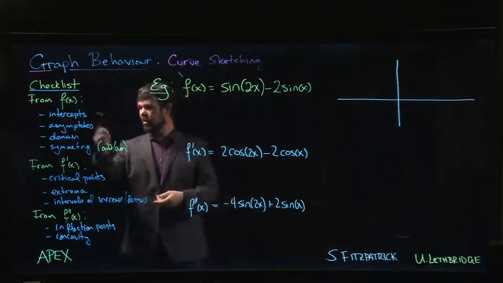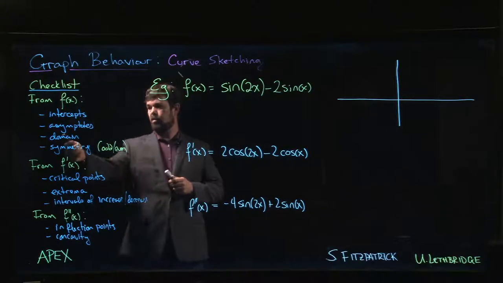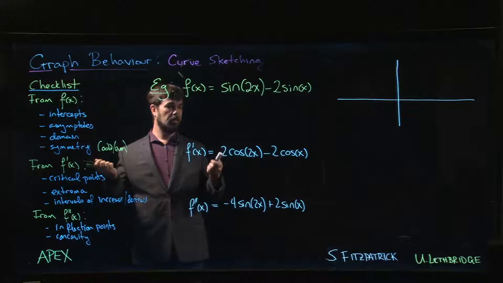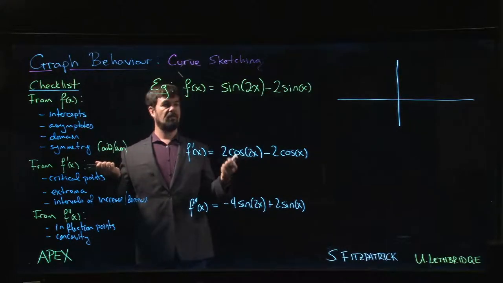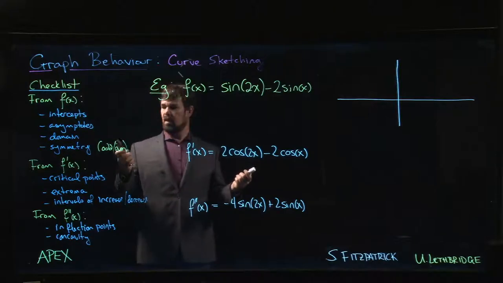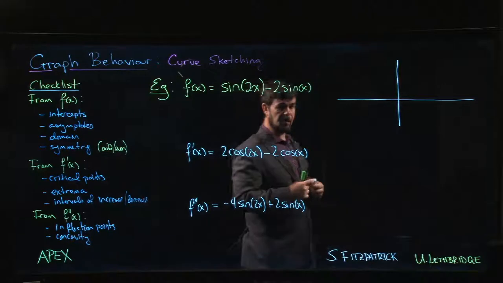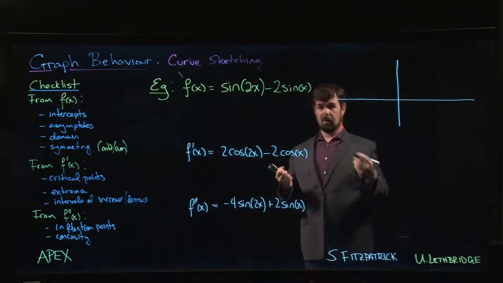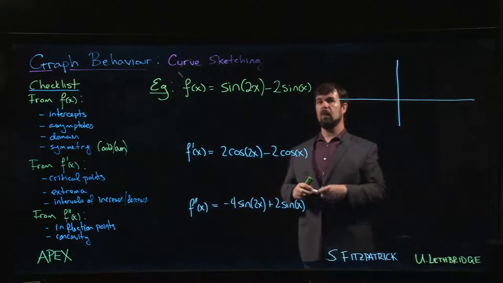Well, we go to the checklist, right? We say, what can we get from f of x? Well, we know the domain is all real numbers here, right? Because we're dealing with trig functions, sine functions that are defined everywhere. There is no symmetry in the sense of an odd or an even function, but we do have one other property, right? We know that trig functions are periodic. We know that they repeat. They repeat every 2 pi.